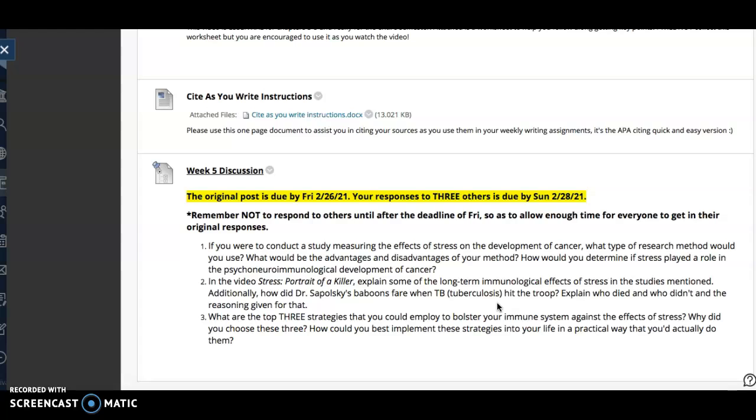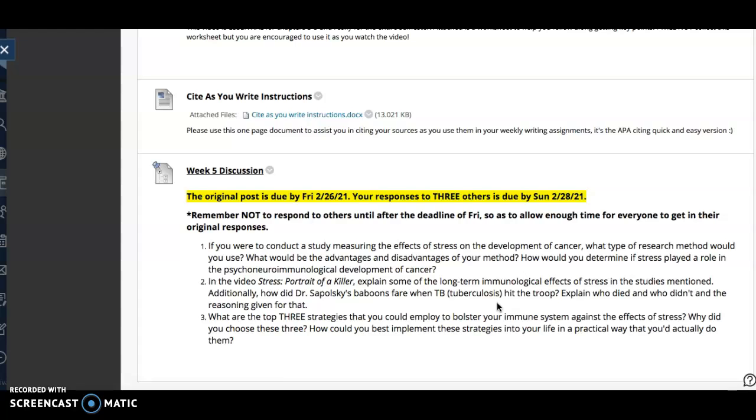And then lastly, what are the top 3 strategies that you could employ to bolster your immune system against the effects of stress? Here you're tying in what the book talks about. Why did you choose these 3 strategies? How could you best implement them in your life in a practical way that you would actually do them? It's fine to sit here and say, oh, I would do X, Y, and Z, and that would help me be less stressed. But is that practical for you? Are those things you really would do? And how would you do them in your life?